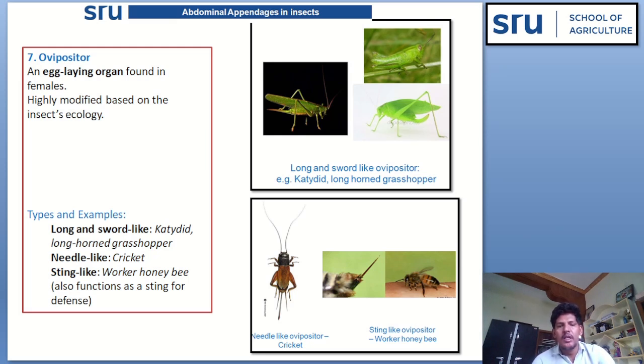Ovipositor: an egg-laying organ found in the female insect is the ovipositor. These are highly modified based on the insect ecology. See here, a long and sword-like ovipositor is there in katydid, a long-horned grasshopper. Needle-like ovipositor is there in cricket. Sting-like ovipositor is there in worker honeybees.